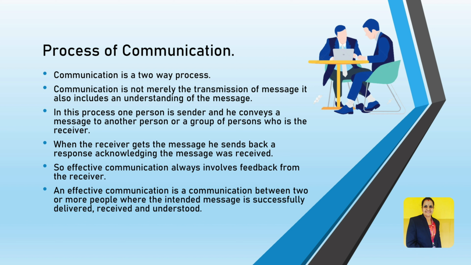In this process, one person is the sender and he conveys a message to another person or a group of persons, who is the receiver. When we send a message, the other person has to receive it. That is called a receiver. When the receiver gets the message, how is he going to send back a reply or acknowledgement? When he understands, then only he can give feedback or acknowledgement. So effective communication always involves feedback from the receiver. We need feedback for anything. If you are going to understand any message, feedback is also very important for the process of communication. An effective communication is a communication between two or more people where the intended message is successfully delivered, received, and understood. How we understand the message, how we communicate, what the acknowledgement is, all these things. So the main process of communication needs feedback. Feedback is very essential for communication.